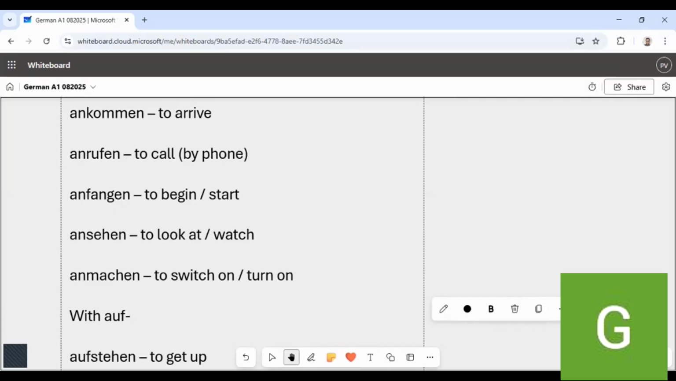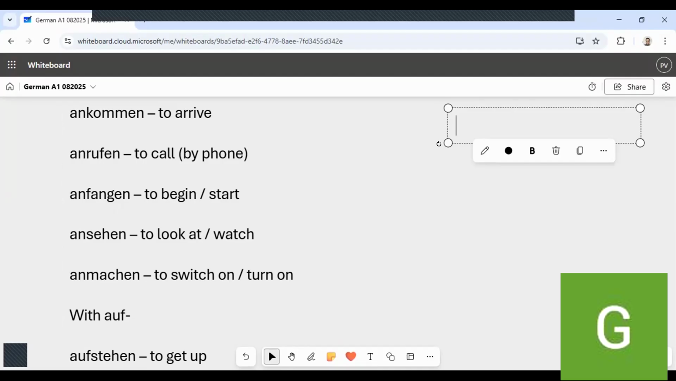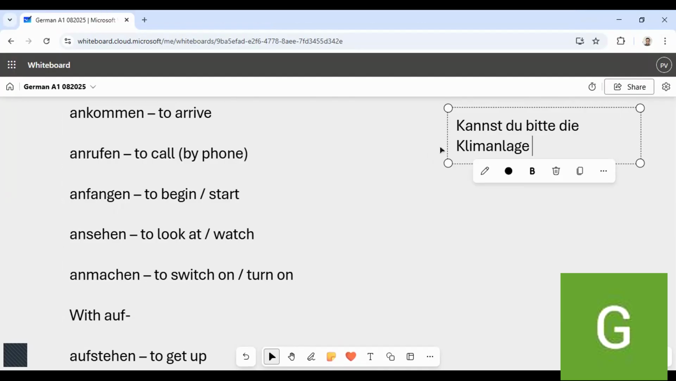Anmachen is mostly used with electrical appliances. Suppose I want to say, can you please turn on the fan, or can you please turn on the AC? Then I will say, kannst du bitte die Klimaanlage anmachen?